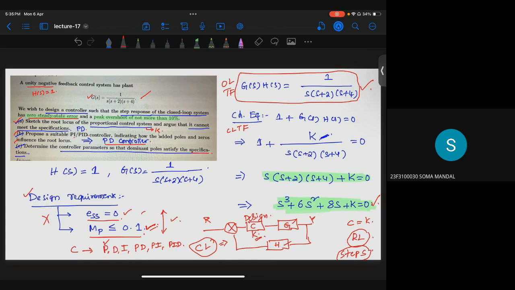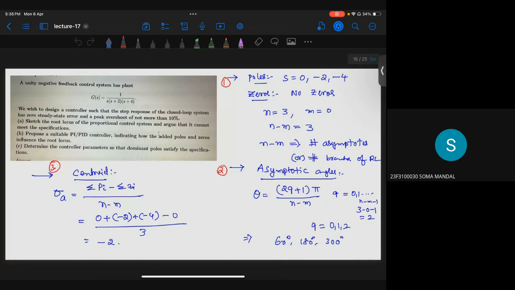So now let us see. The first step is to draw the root locus for 1 by S into (S plus 2) into (S plus 4). Let us start with that. G(S)H(S) equals 1 by S(S plus 2)(S plus 4). To draw the root locus for it, what is our first step? Our first step is to put that in the standard form, so assuming I have already done that, the next step is to calculate the poles and zeros.